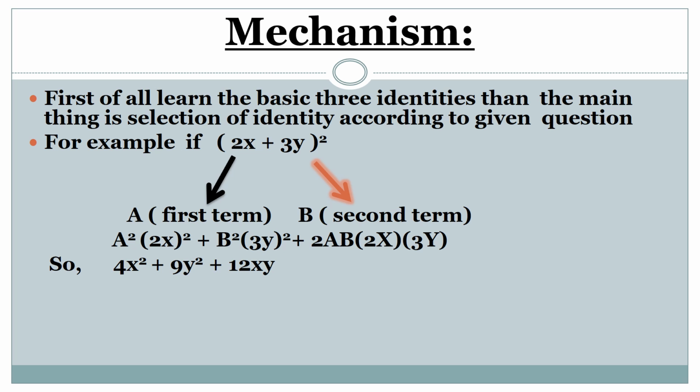It will become a square plus b square plus 2ab. Students must remember one thing: when you are taking a square, our a square is (2x) whole square. When you are taking the (2x) whole square, you must take the square of 2, that will become 4, and you must also take the square of x, so it will become x square. The common mistake of many students is that they do not take the square of x, they just write it as 4x. So students, be careful about it. After that, you take the square of the next term, that will become 9y square. After that, you write 2ab, 2 into first term into second term.